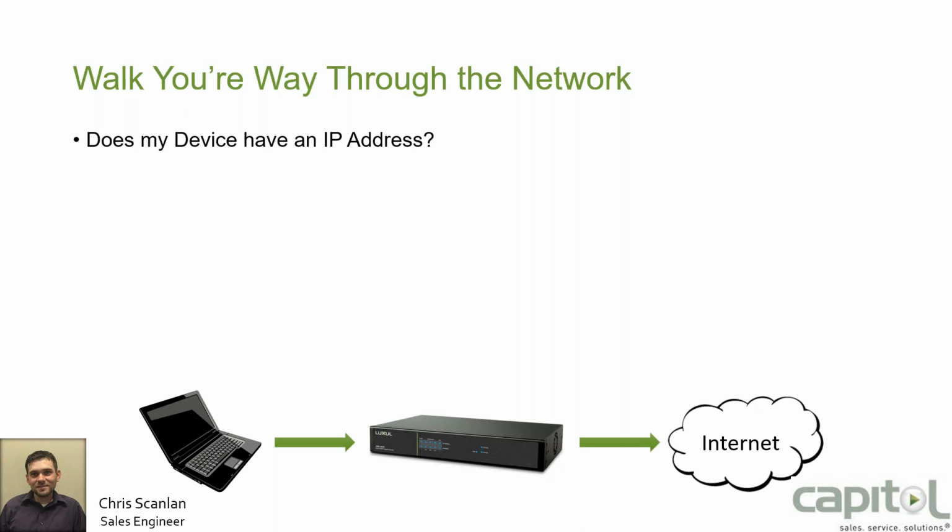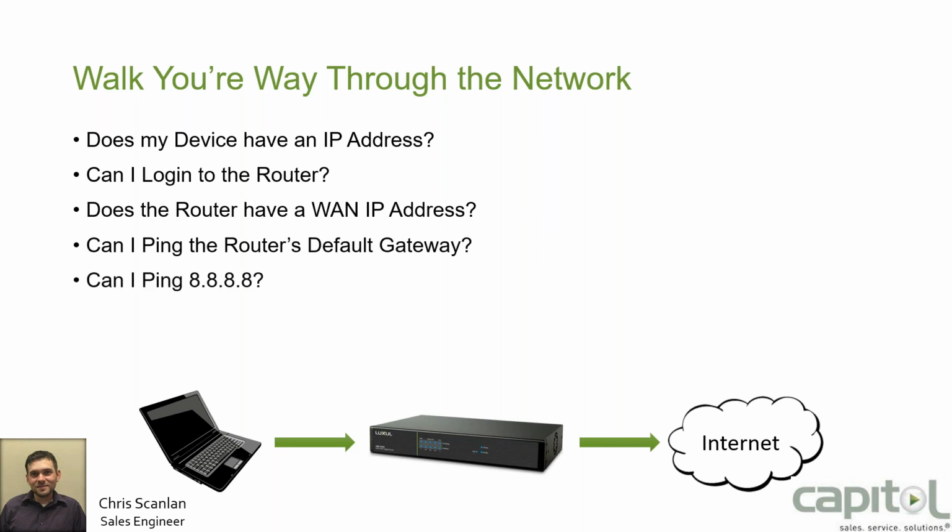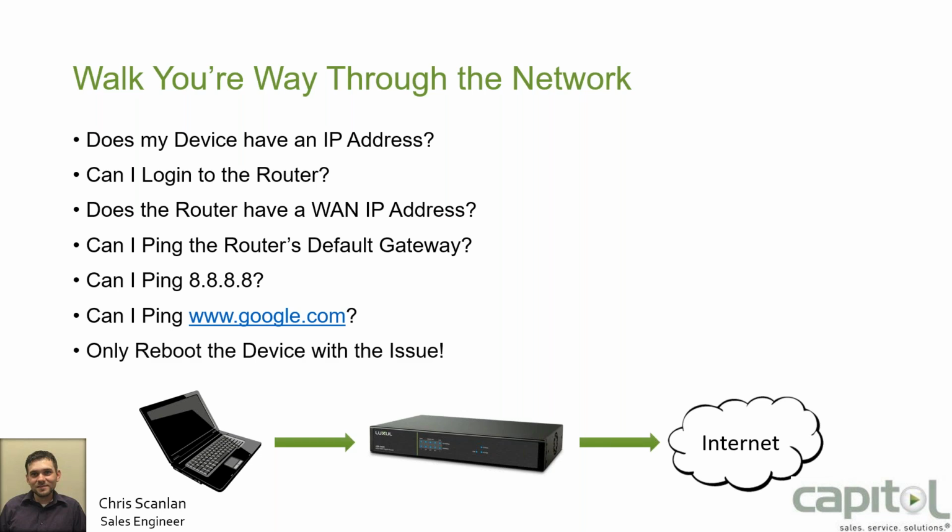So let's get into internet troubleshooting. Does my device have an IP address? Remember I stated an IP address tells you a lot. First one, can I log into the router? Does the router have a WAN address? Can I ping the router's default gateway? Can I ping 8.8.8.8, which is Google? And then can I ping the actual web, which is www.google.com?